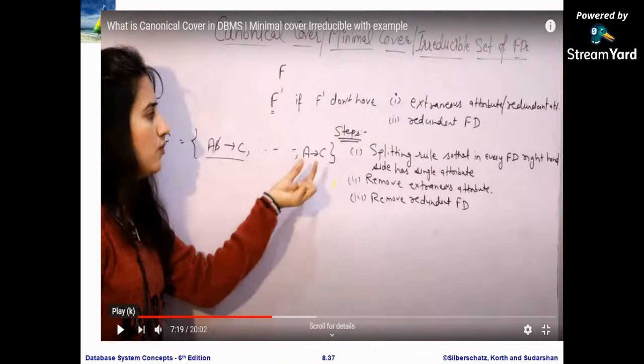Now we see how to find the extraneous attribute. If you have two functional dependencies present in the set, AB tends to C and A tends to C, and A can alone determine the value of C, then B is not required, so you can remove it. A can alone uniquely identify C, so B is not required here. So you can remove the B entry. So B is an extra attribute. You can remove it.